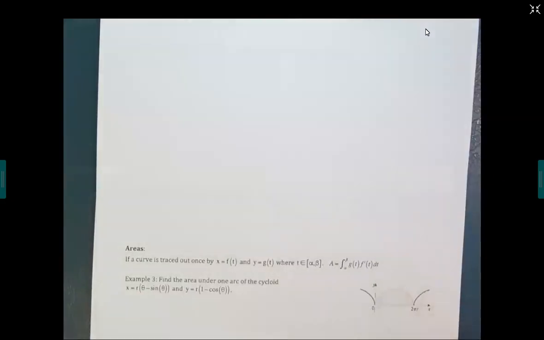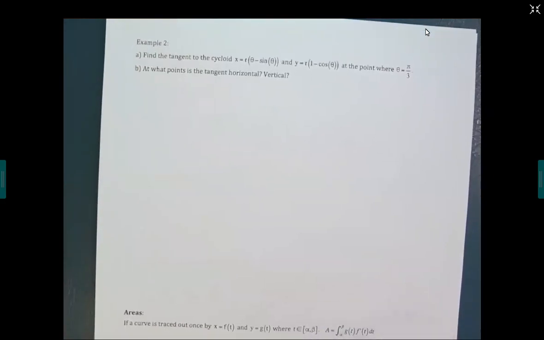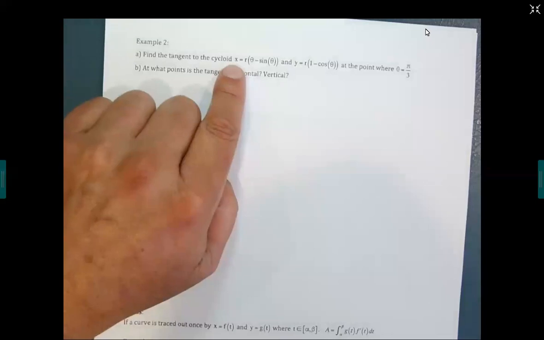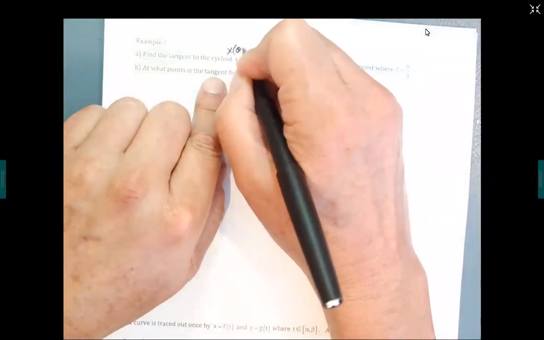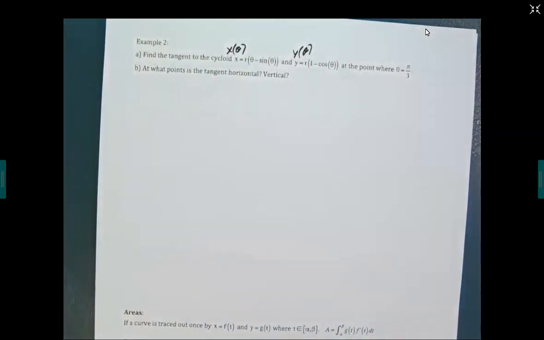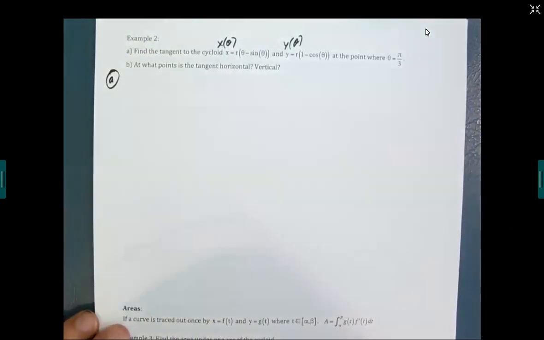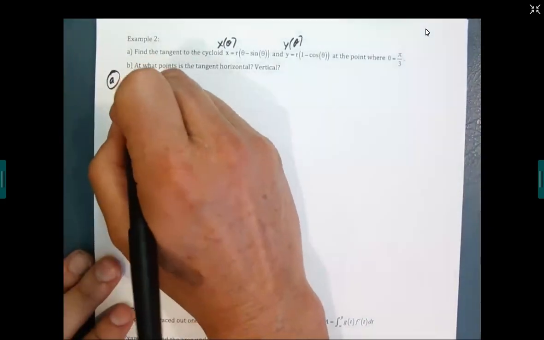So let's take this here and talk about the cycloid. And here's the function for a cycloid. Please note that x is now a function of theta, and y is a function of theta. So our parameter in this case isn't t anymore, it is now theta, which is fine. So part A, find the tangent to the cycloid, and there's the formula, at the point where theta equals pi over 3. Cool stuff. So let's start out by finding dy d theta.